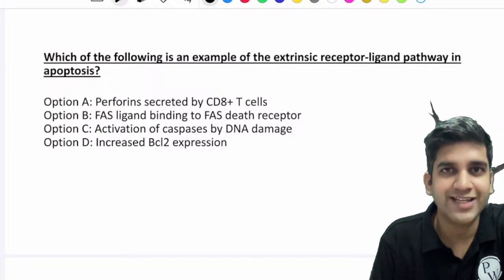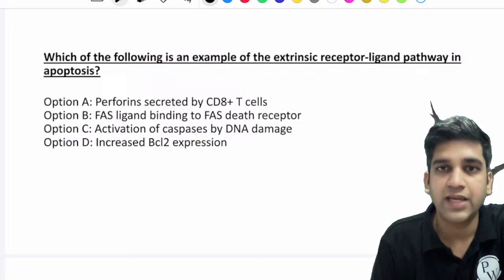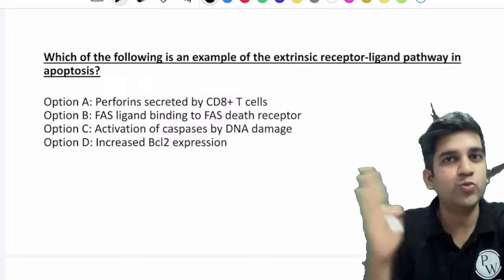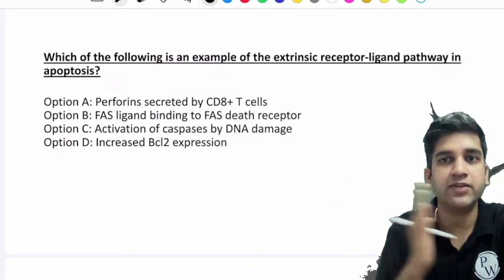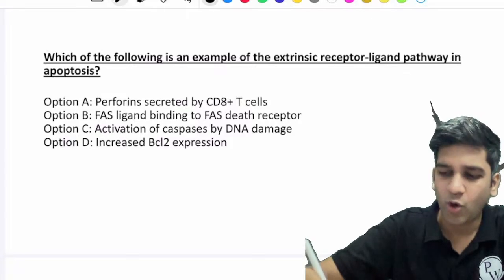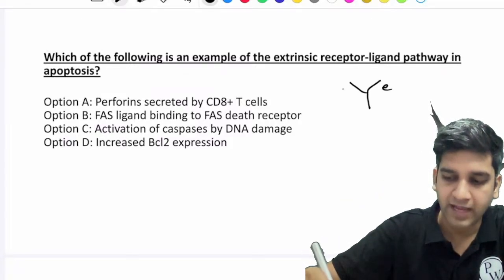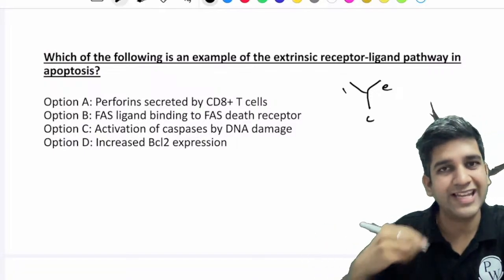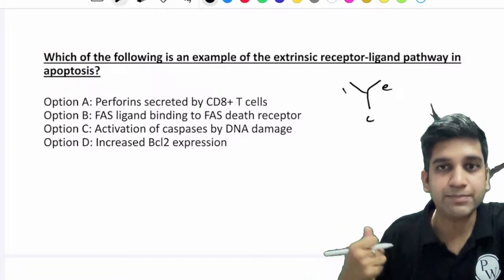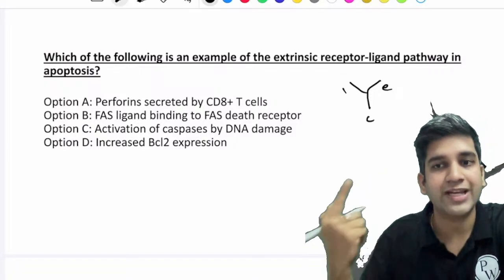The question is, which of the following is an example of extrinsic receptor ligand pathway in apoptosis? If you remember apoptosis, you have two major pathways: the intrinsic pathway, the extrinsic pathway, and the common pathway, almost similar to your coagulation system. I have an extrinsic pathway, an intrinsic pathway, and a common or execution pathway. The extrinsic pathway is the receptor or ligand mediated.